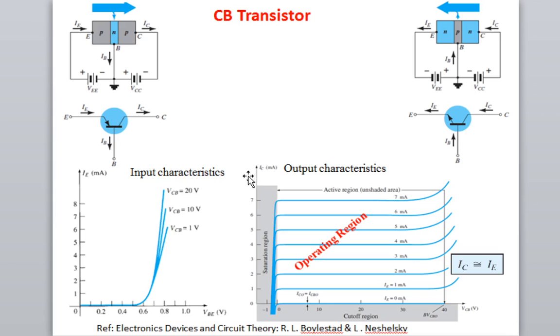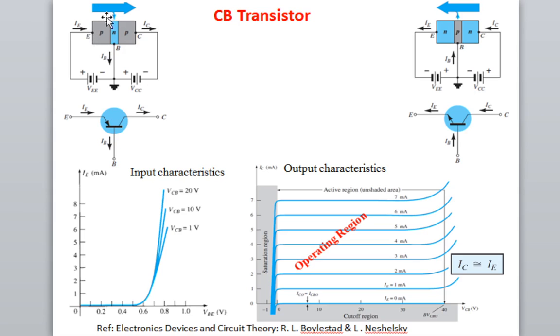In order to get the input characteristics, we first have to fix the battery voltage at some value, let us say 1 volt, 2 volt, 3 volt, 10 volt, 20 volt, whatever. When we fix it at 1 volt, it will give some voltage drop across the junction, that is VBC. Let us say VCB is 1 volt. Then if you keep on increasing this voltage, it will lead to a voltage drop across the emitter base junction.